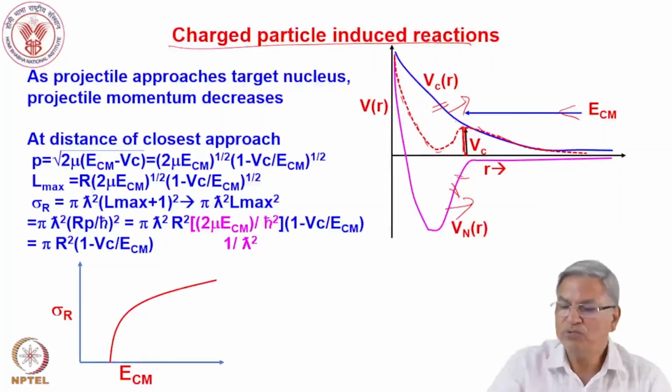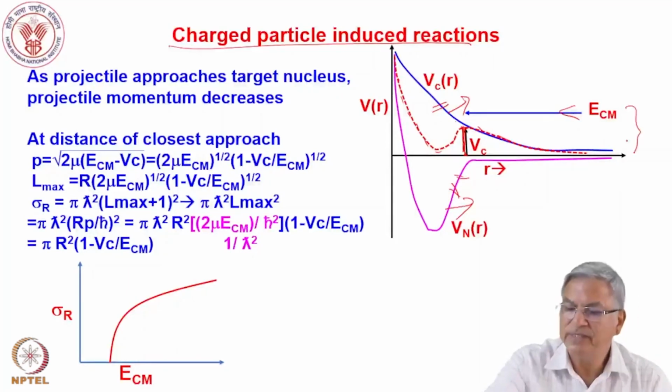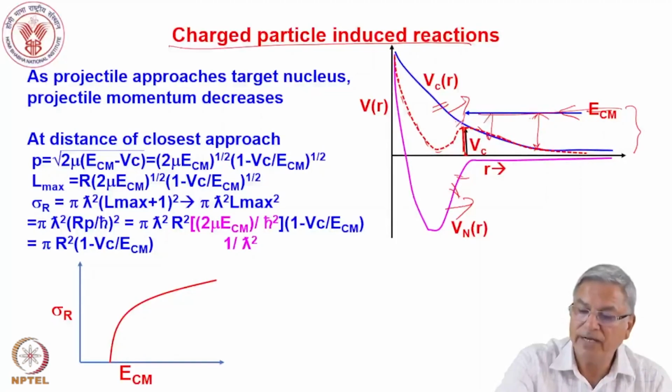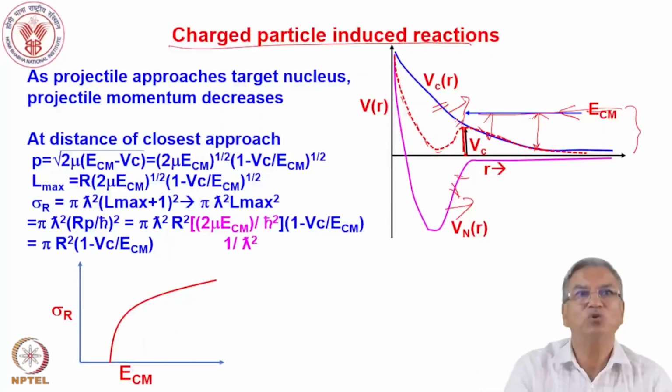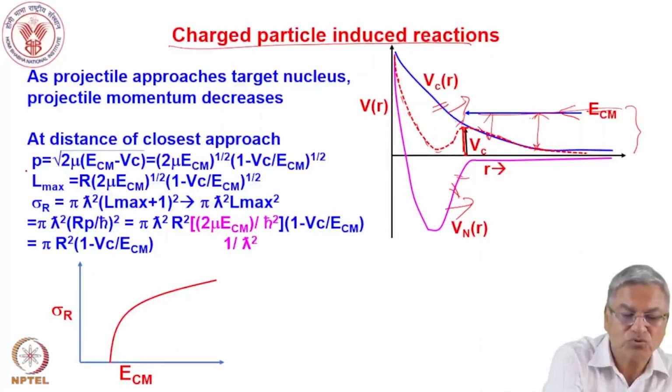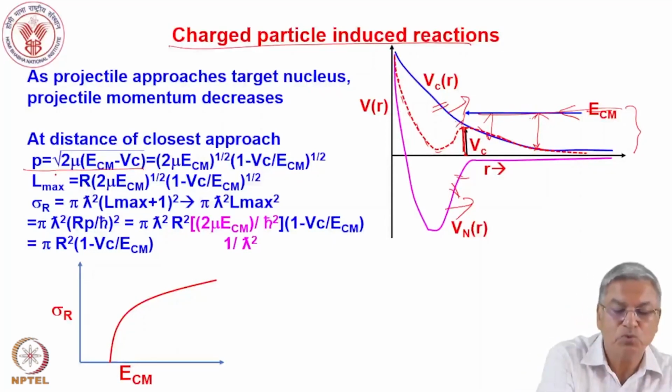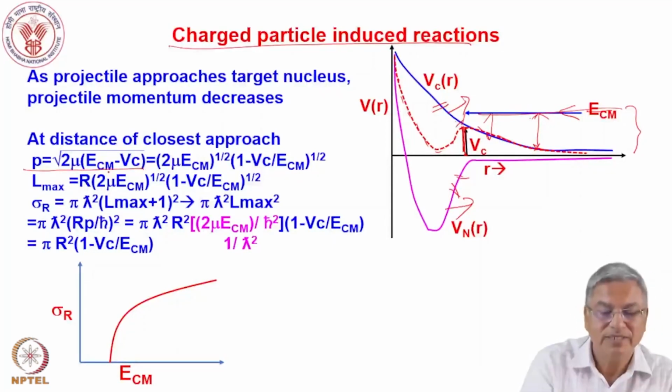Now you see from infinity, the charged particle is coming, and as it is coming down, its momentum is decreasing. This is the center of mass energy. At contact, the momentum may become zero. This is what I try to show here. At the distance of closest approach, the momentum is √(2μ(E_CM − B_C)).